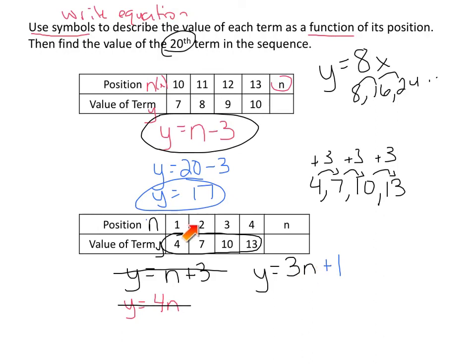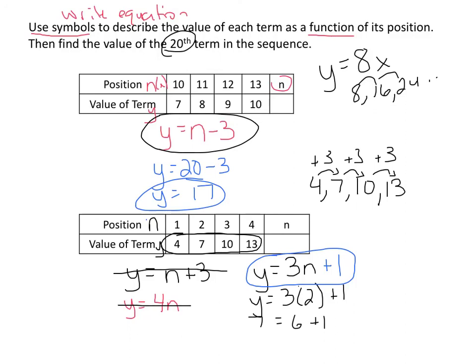So I'm going to look at my second term. So y is going to equal 3 times 2 plus 1. 3 times 2 is 6, plus 1 is 7. That works for the second one. Let's try the third one. 3 times 3 is 9, plus 1 is 10. 4 times 3 is 12, plus 1 is 13. So this actually ends up being our equation for our sequence.